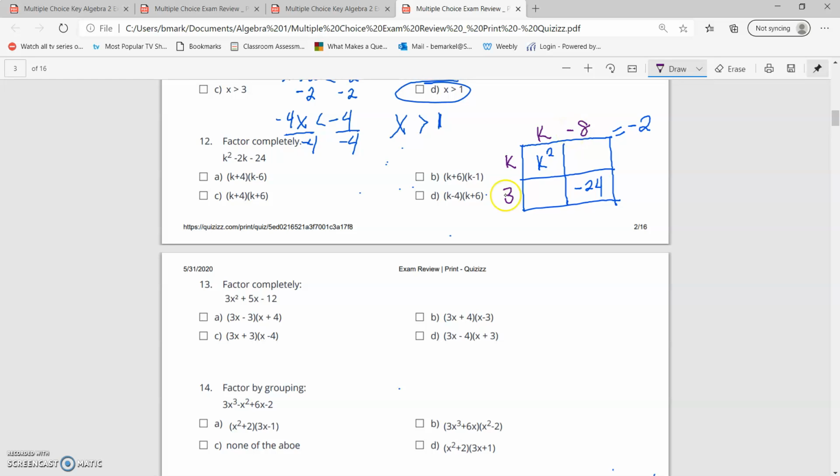Fill out my boxes. 3 times k is 3k. K times negative 8 is negative 8k. And then add on my angle. 3k minus 8k, does that give me negative 2k? Nope. So I try something different.